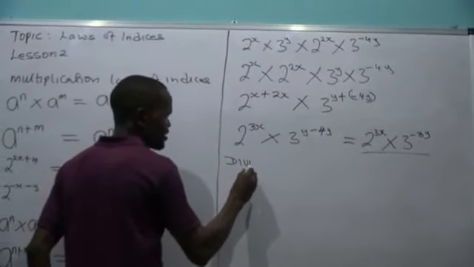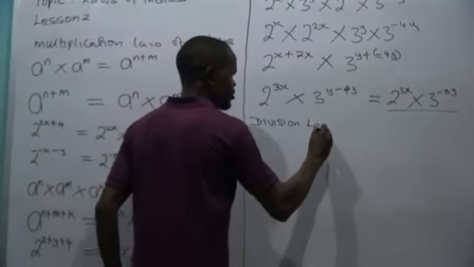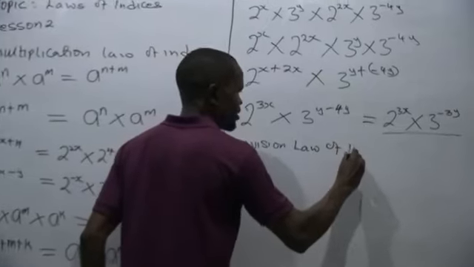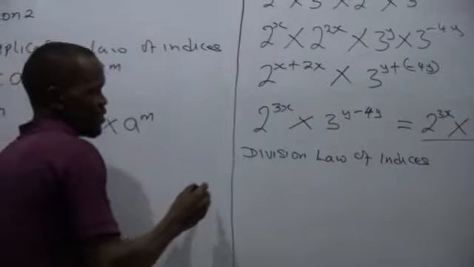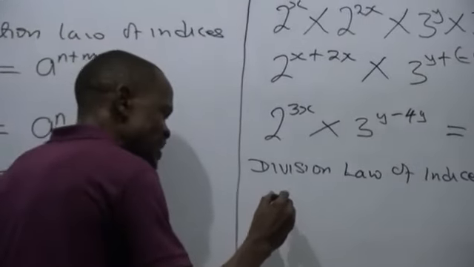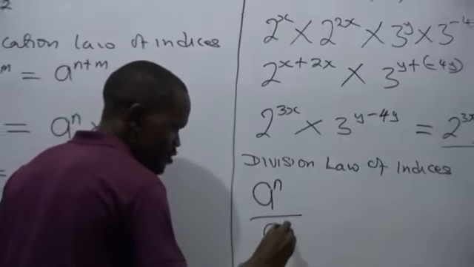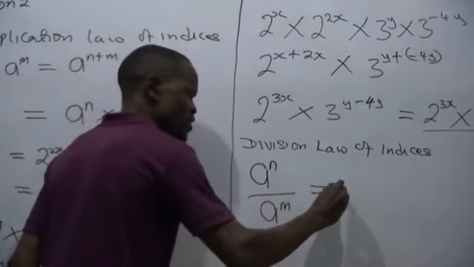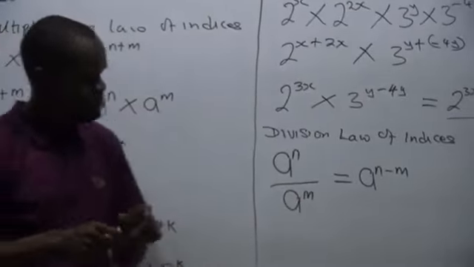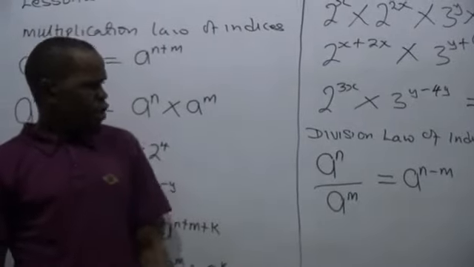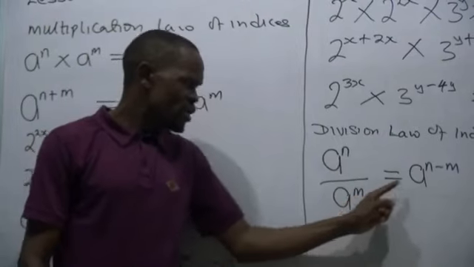Then now, let us go to what? Division law of indices. Division law of indices. That's where we are. We said this law says that A raised to power n divided by A raised to power m simply means A raised to power n minus m. Look at this. Get this right.